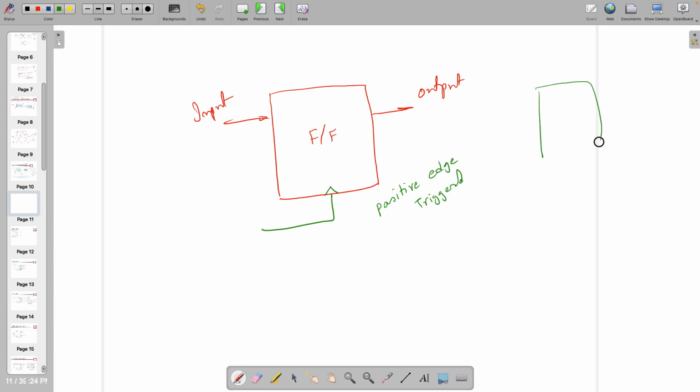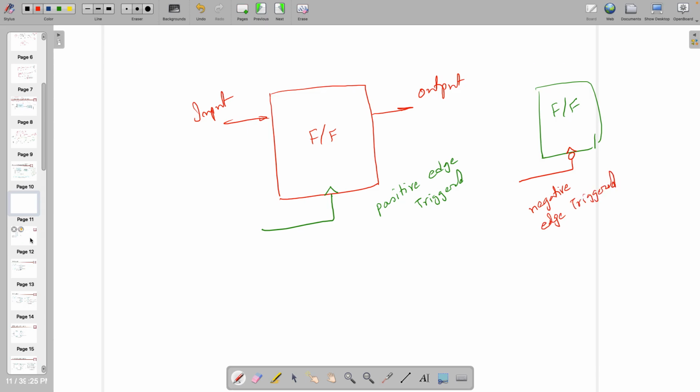By the way, for the case of negative edge triggered, keeping all other things as they are, you are going to have one bubble and then this arrow. This is a negative edge trigger. So these are just symbols.